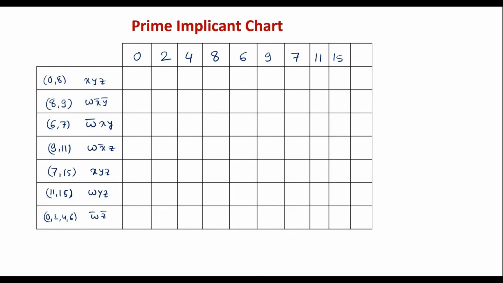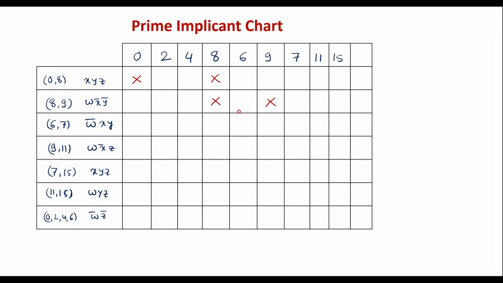So now in the Quine-McCluskey method, it covers the min terms 0 and 8. Put a cross mark in the corresponding columns. Here it is the 0 column, here it is 8. Put the cross mark like this. Then we have 8, 9. It is 8, here we have 9.